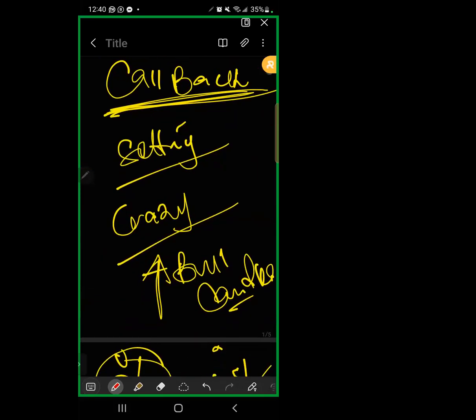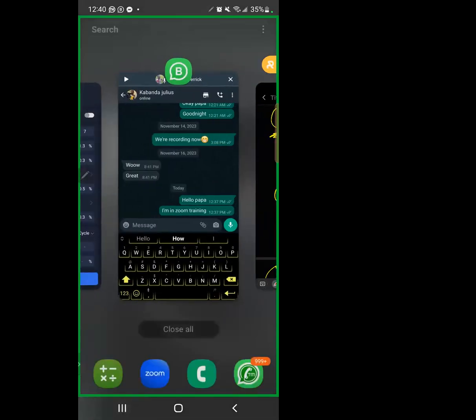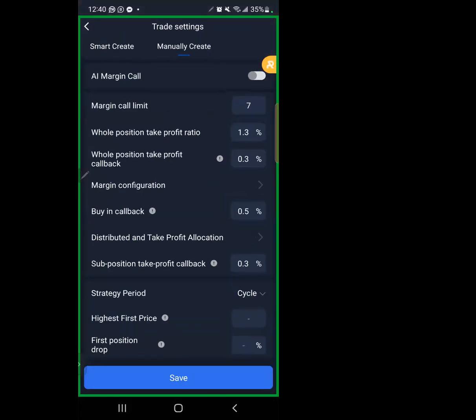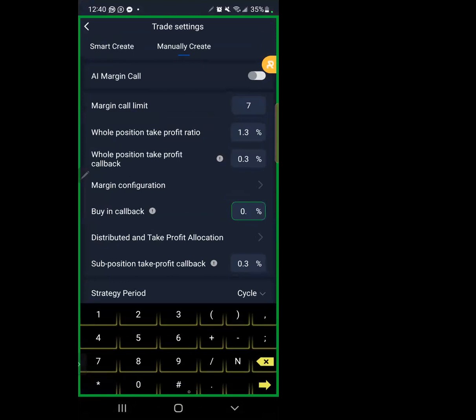Hope you have learned what a buying callback means, because we have first looked at a buying callback. So my robot, whenever it is told to go and buy in the market, keeps on waiting to buy at the best price. So my advice is, don't put 0.5, put 0.3. But of course, depending on the coin.